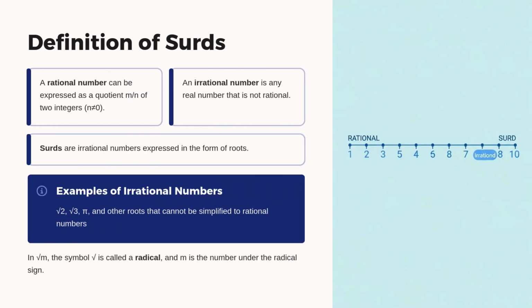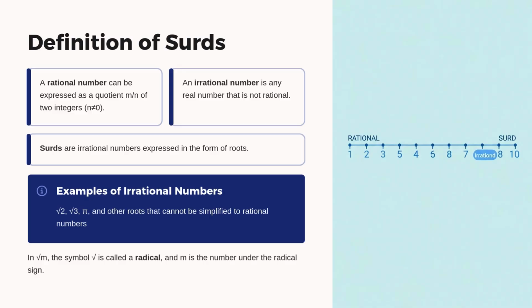Definition of surds. A rational number can be expressed as a quotient of m divided by n, where m and n are integers, and n is not equal to 0. An irrational number is any real number that is not rational. Surds are irrational numbers expressed in the form of roots.